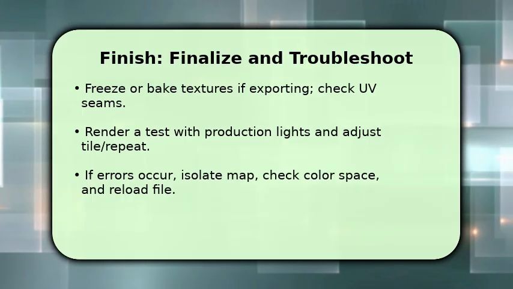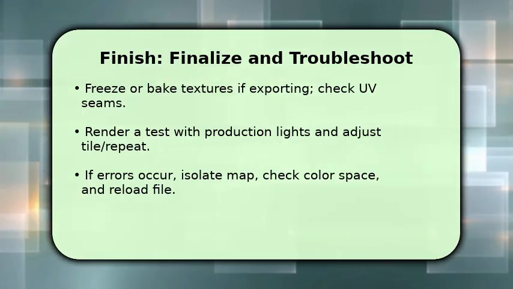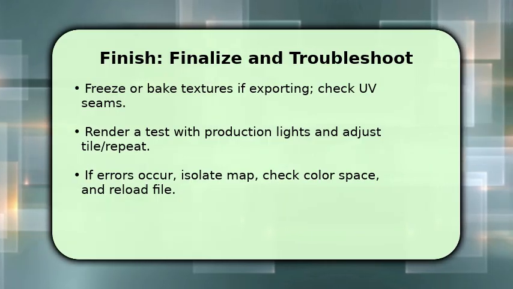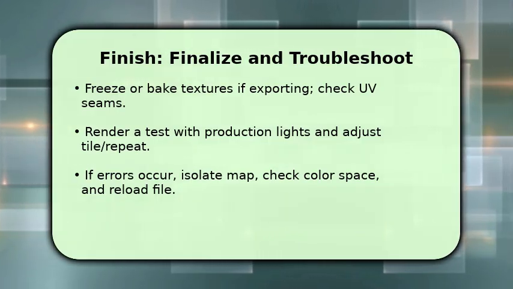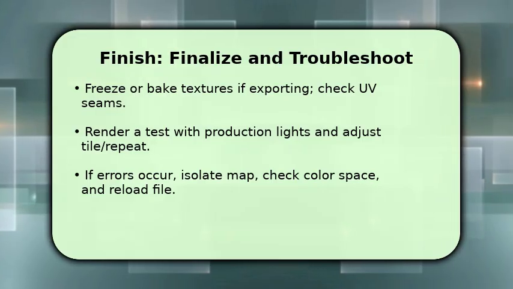If something goes wrong, isolate the problematic map by disconnecting others. Then check the file node color space, bit depth, and UV placement. Re-import the source image or rebuild small UV shells to fix persistent seams.